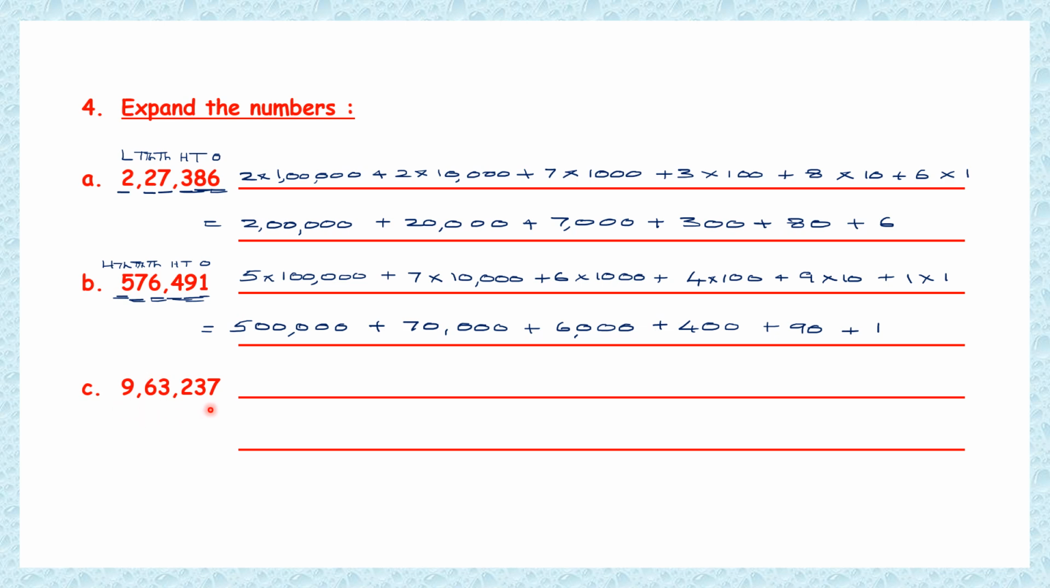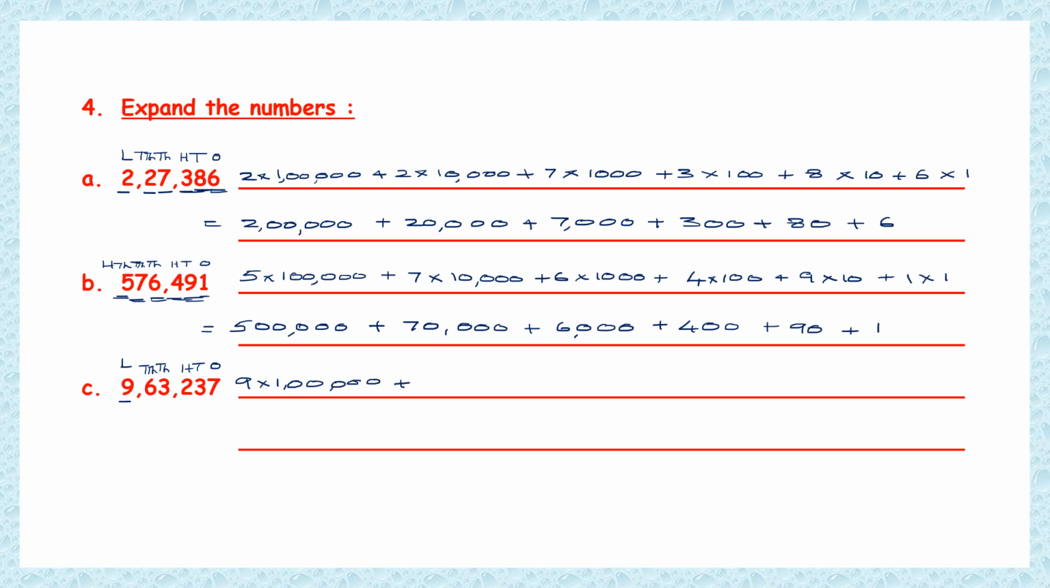It's a 6-digit number. There are 3 periods. So this is the Indian system. So here, ones, tens, hundreds. This is 1000. This is 10,000. The next period is the lakhs period. So we start by saying 9 into 1 lakh. So let's write that. So first take only 9. 9 into 1 lakh.